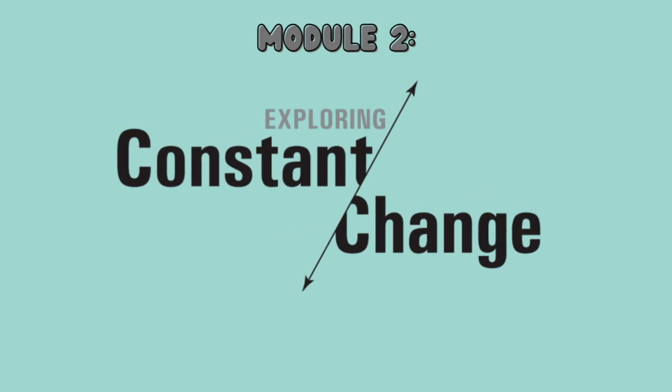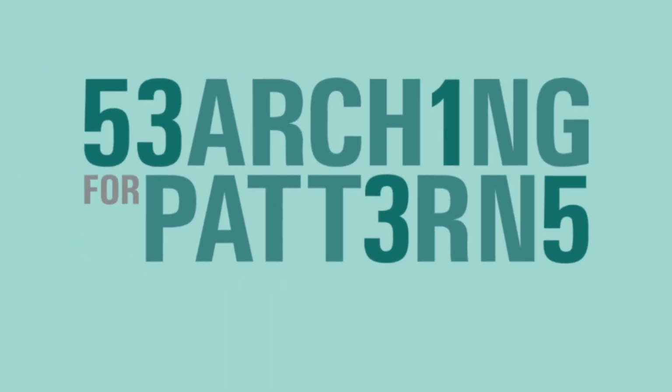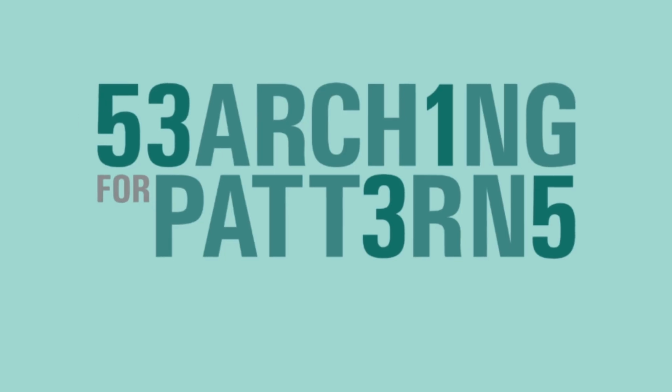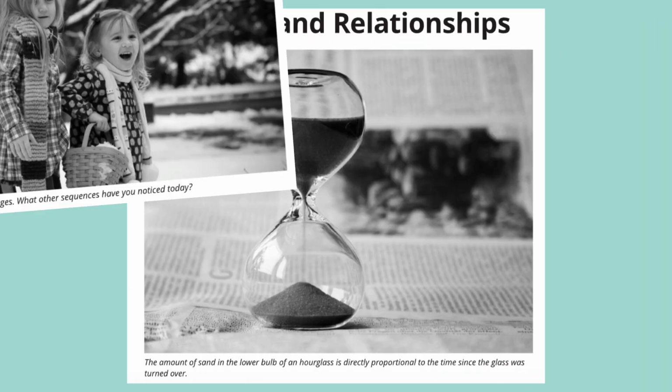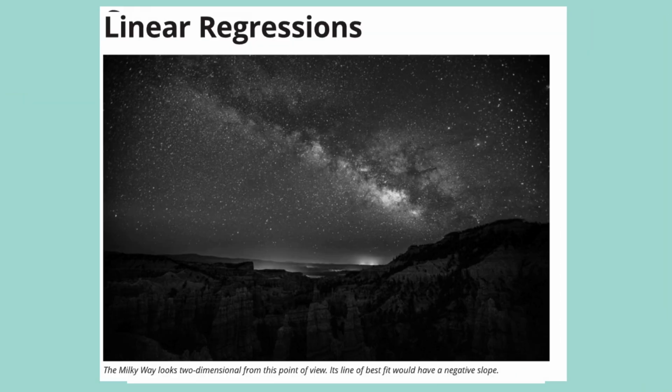Then we will be moving into Module 2, Exploring Constant Change. In this module, we will spend 7A and 7B days, or 14 double-blocked days. Let's get into some of the specifics for Module 1. Module 1, Searching for Patterns, consists of 3 topics: quantities and relationships, sequences, and linear regressions.